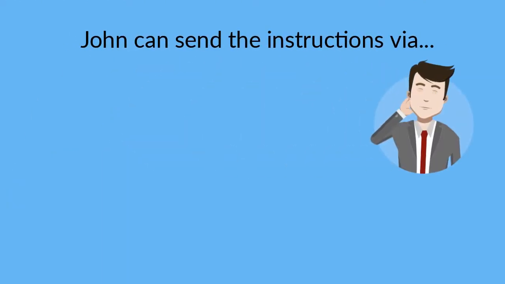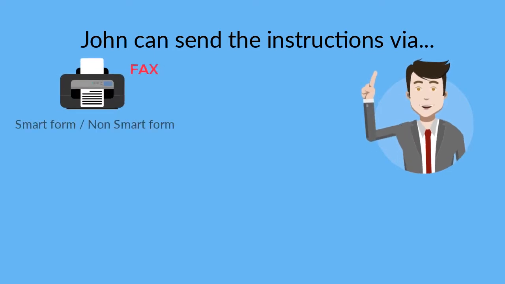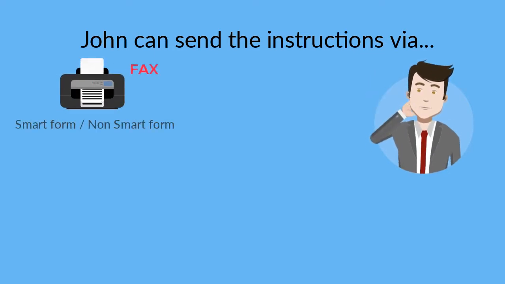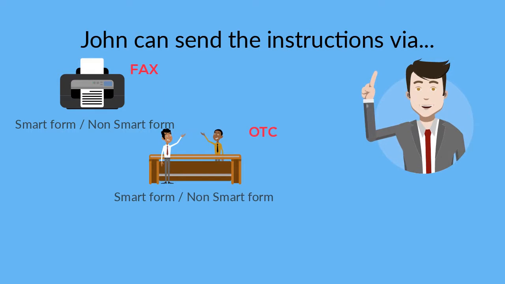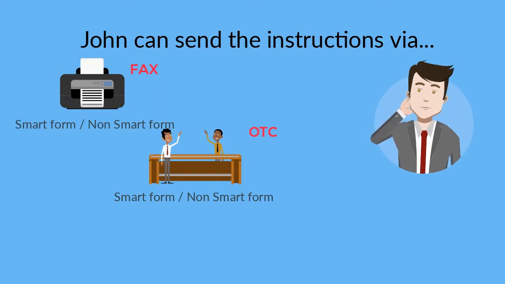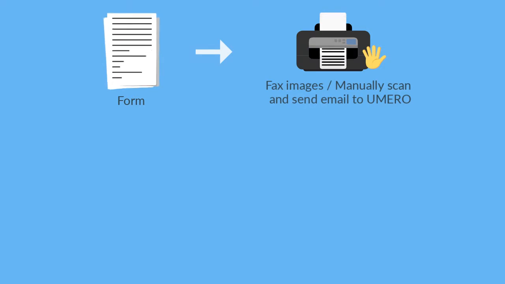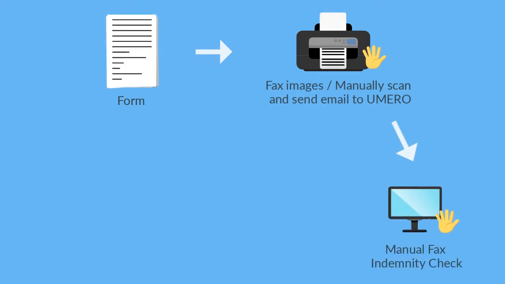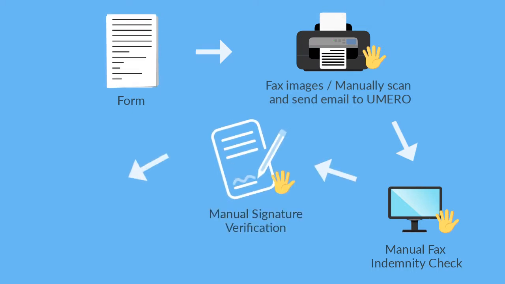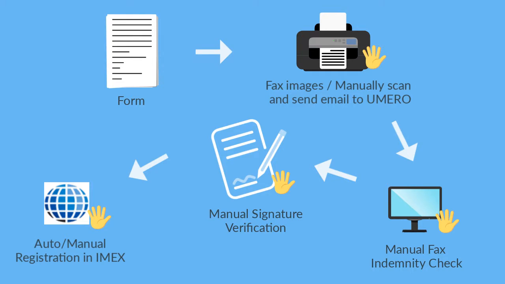John can send instructions via fax, smart or non-smart form, over-the-counter, smart or non-smart form, and DBS IDEAL. Trade operations will start processing the instructions by fax or manually scan and send it to Umero. They will then conduct a manual fax indemnity check and manual signature verification before auto or manual registration in IMEX.